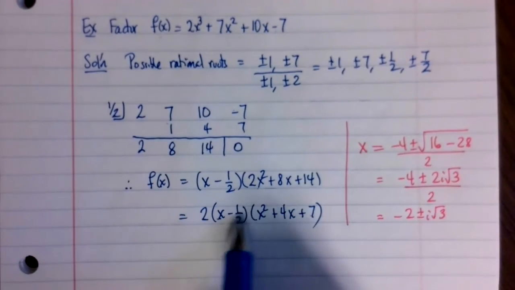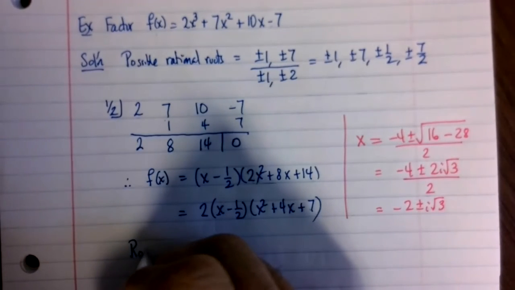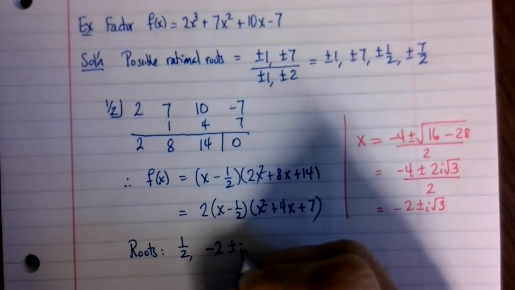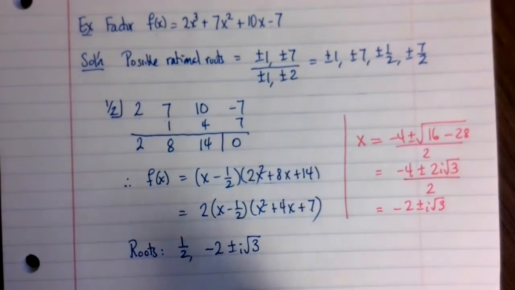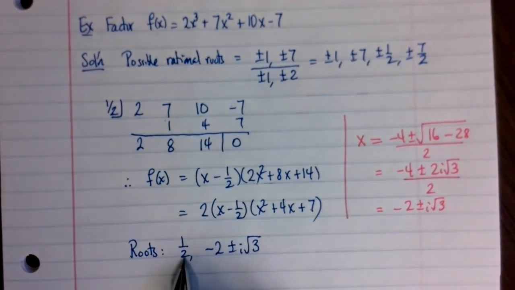So if I factor this over the real numbers, that is the factorization. And my 3 roots are going to be positive 1/2 and negative 2 plus or minus i square root of 3. And so this cubic equation has these 3 roots. One is real, corresponding to the one x-intercept that we saw in the graph, and 2 are complex.